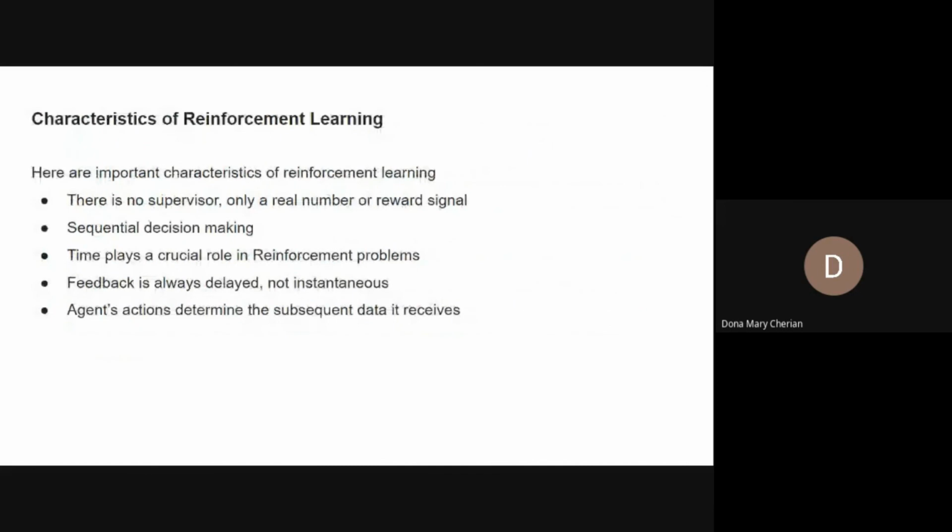So the several characteristics of reinforcement learning are: there is no supervisor inside this learning technique, only a real number or reward signal. Sequential decision making. Time plays a crucial role in reinforcement learning problems. Feedback is always delayed, not instantaneous. The agent's actions determine the subsequent data it receives.